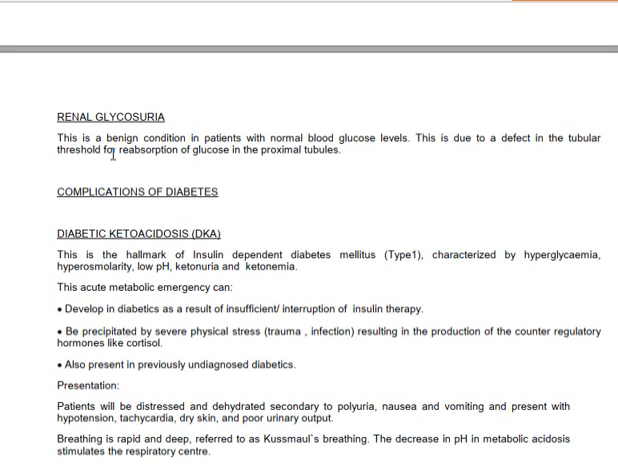Normally, you are supposed to reabsorb all the glucose in blood, notwithstanding the fact that the threshold has to be less than 180 milligram per deciliter. Now, in patients with renal glycosuria, that threshold now is reduced. Is it clear? So the threshold can be reduced to 120. Immediately, the blood glucose is greater than 120 or even greater than 100, you are going to have renal glycosuria.